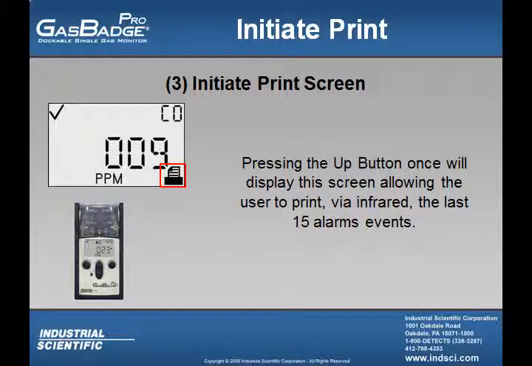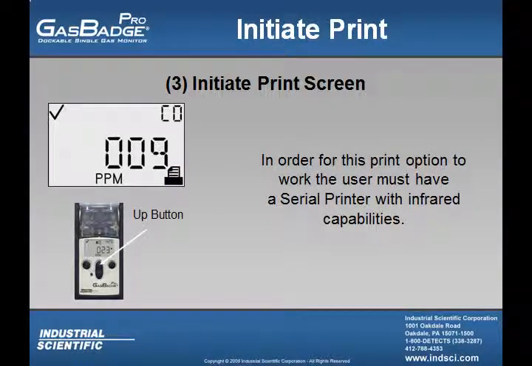Pressing the up button once will display this screen, showing the printer icon in the lower right-hand corner of the display. This screen allows the user to print the last 15 alarm events stored within the GasBadge Pro. In order to print the alarm events, a serial printer with infrared capabilities must be utilized.